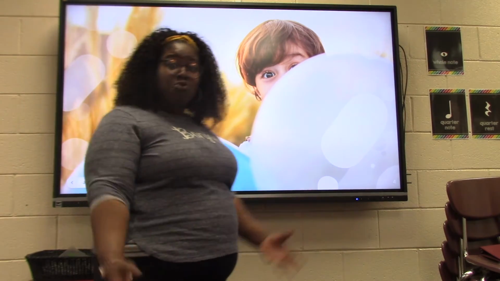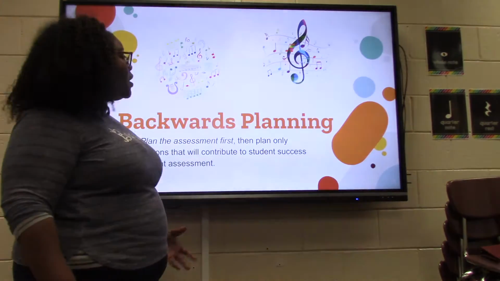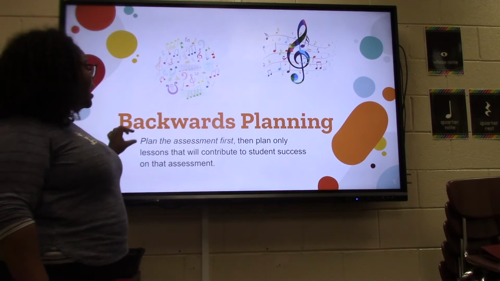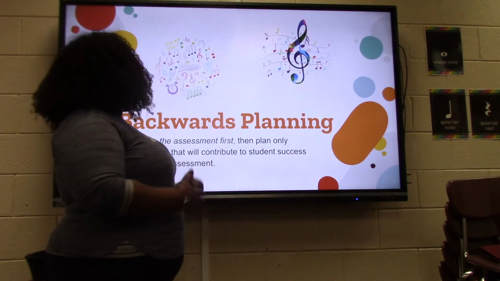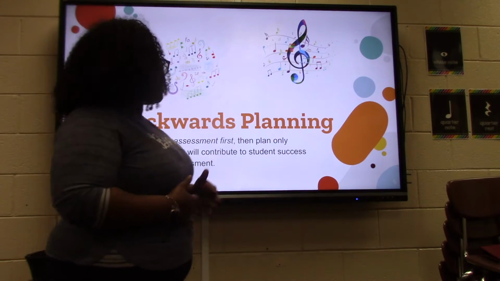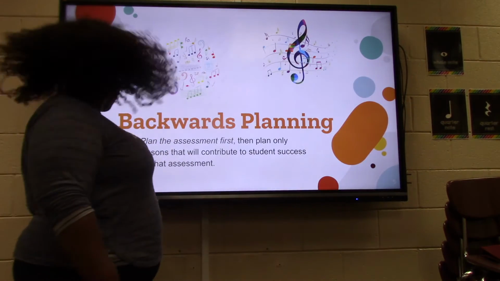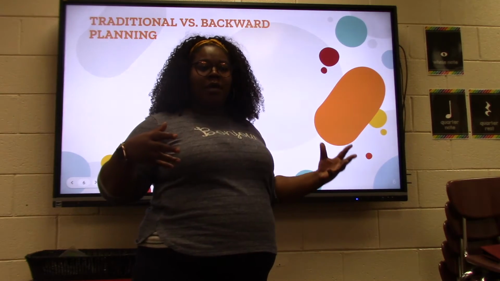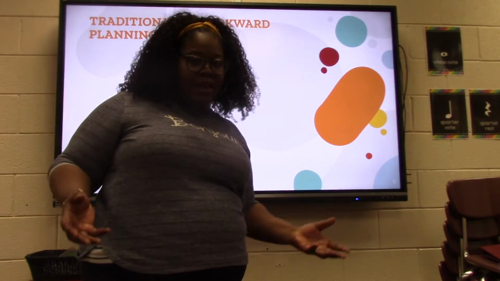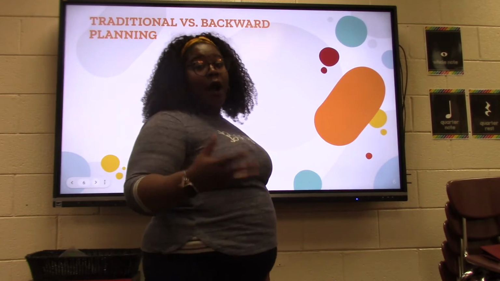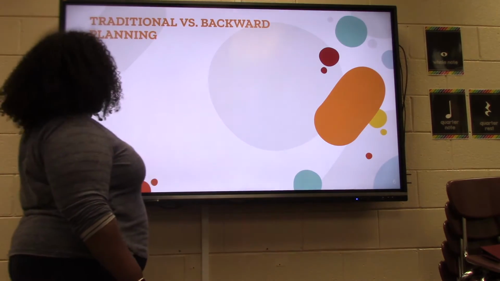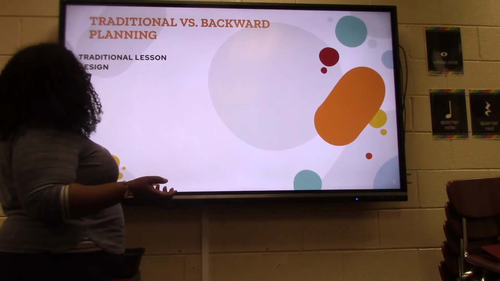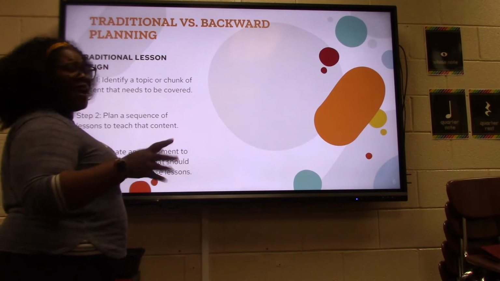Well, you assess throughout. So why don't we try the method of backwards planning? As it reads, backwards planning is to plan the assessment first, then plan only lessons that will contribute to student success on that assessment. So, if you want to know what your children should know, figure out what it is you're going to assess before you figure out how you're going to teach it. And that way you know exactly what you're doing. You're not additionally teaching to the test, you're just taking those steps and you're kind of flipping them.